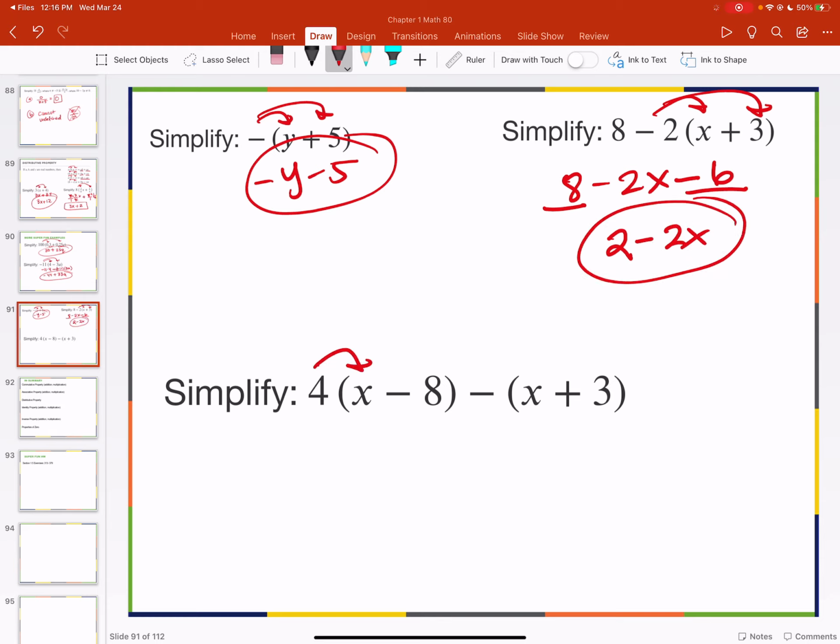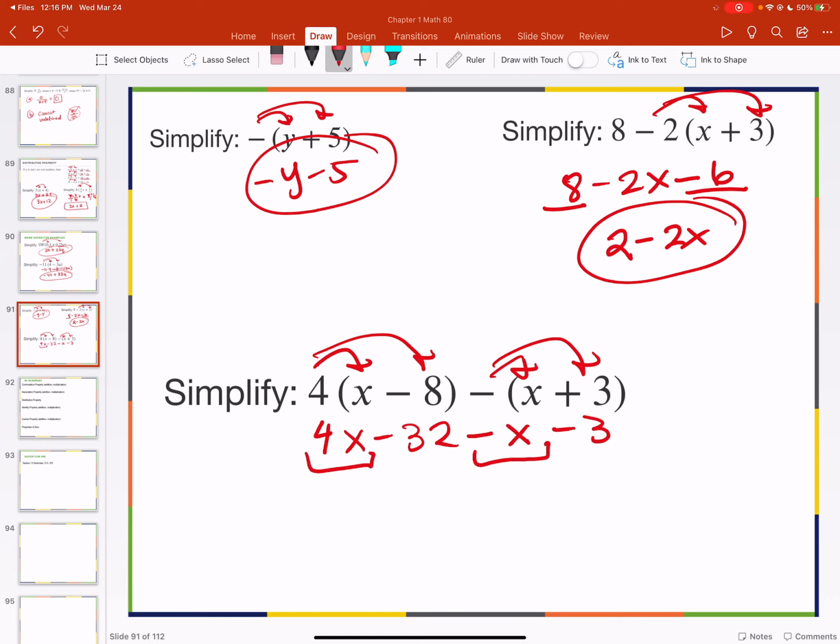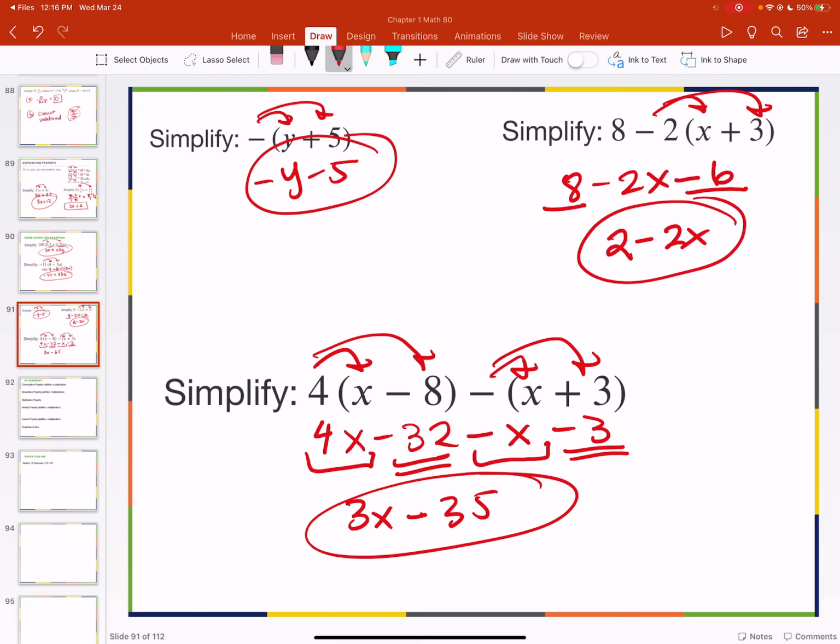Okay, so here we have a fun one. We use distribution property twice. So this becomes 4x minus 32, and then minus x minus 3. Combining like terms, we have 4x minus x, that's 3x. We have a negative 32 minus 3, same signs add, keep the sign, that's negative 35.